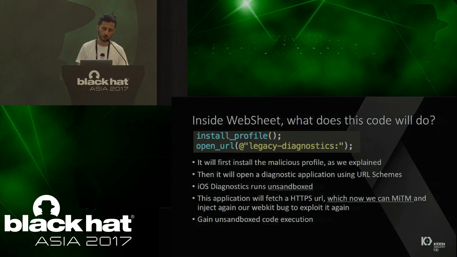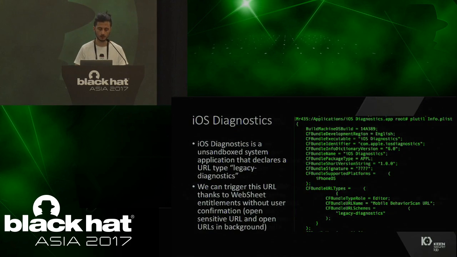So this pseudocode will just install the malicious profile as we explained, and then it will open the URL triggering the legacy diagnostic URL and opening the iOS Diagnostic application. It will jump to that application, which runs unsandboxed again, and it will fetch an HTTPS URL, and we can man in the middle it, and use the same bug to get code execution out of the sandbox.